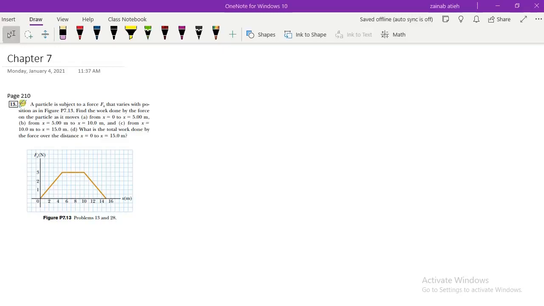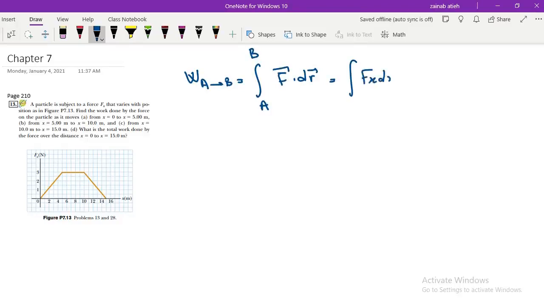So first I will start by revising the formula of the work done by a force when the particle moves from a position A to a position B. The work from A to B for a certain force is equal to the integral from A to B of F dot dr, which is equal to the integral of Fx dx plus Fy dy plus Fz dz. In our problem, the motion is along the x-axis, so dy and dz are zeros.